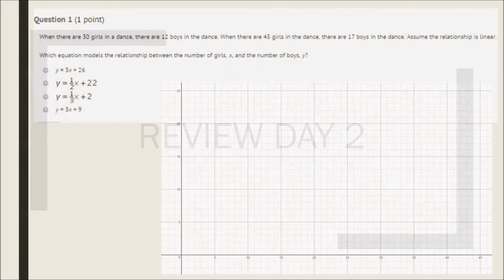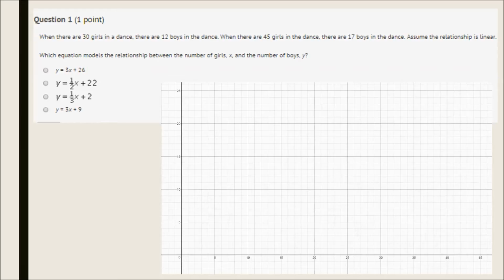Let's look at the slide. It says when there are 30 girls in a dance, there are 12 boys in the dance. I see that set there of 30 girls and 12 boys. I see that they go together, and I see a coordinate pair. Keep reading. When there are 45 girls in the dance, there are 17 boys in the dance. So I see 2 points there.